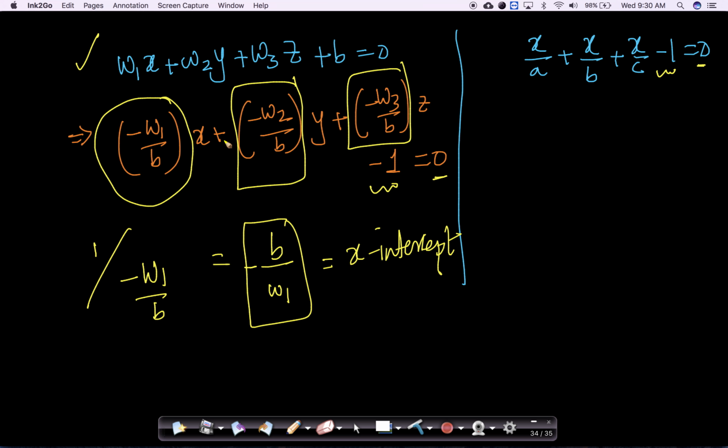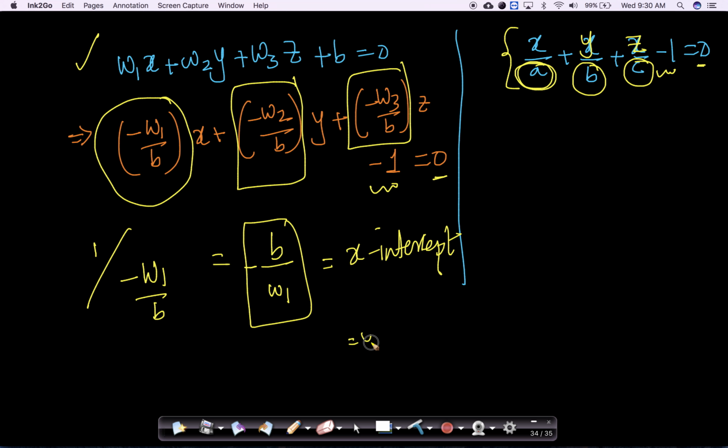Because what have I done here? I've converted the general form of the equation of a plane to the intercept form. And in intercept form, I know that the denominator here is the intercept on the x-axis. Sorry, here I should write y and here I should write z. Sorry. This is the intercept on the y-axis, this is the intercept on the z-axis. I know this. So, given the general form, my intercept on the x-axis is minus b by w1.